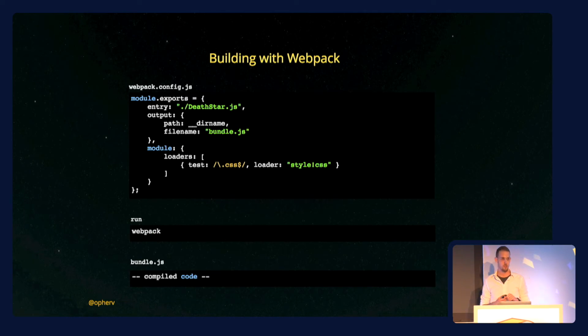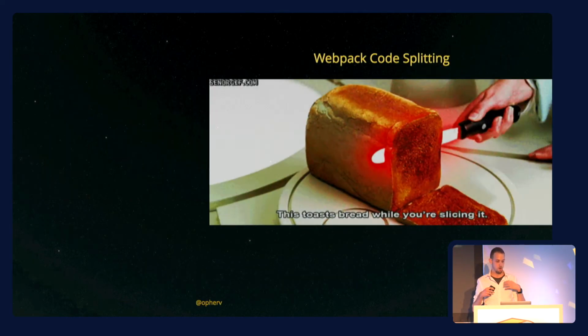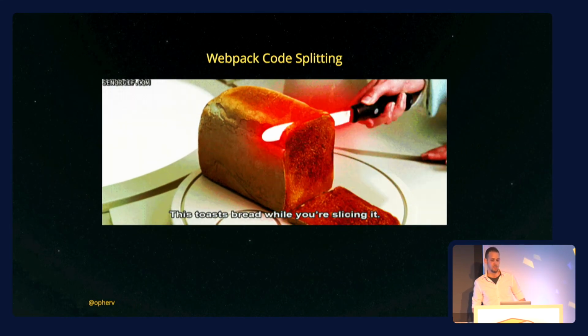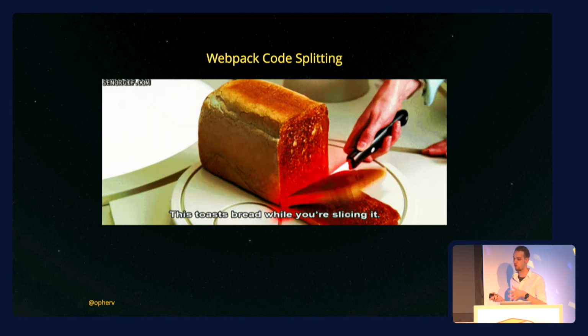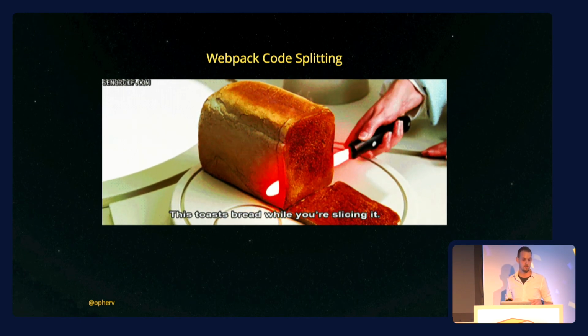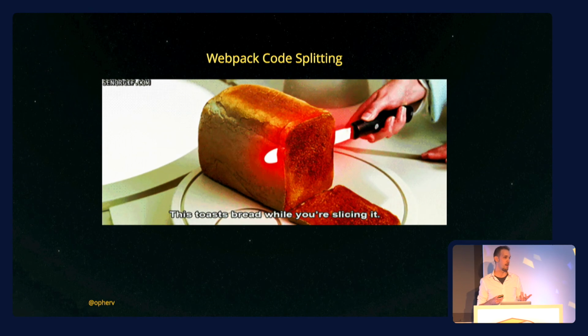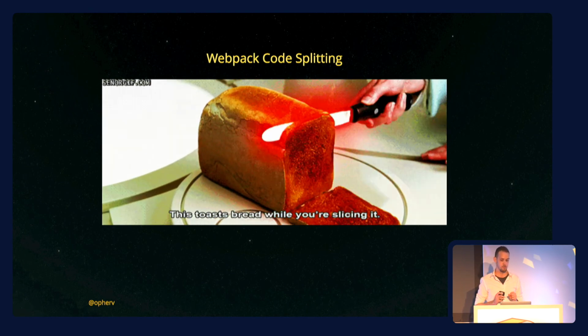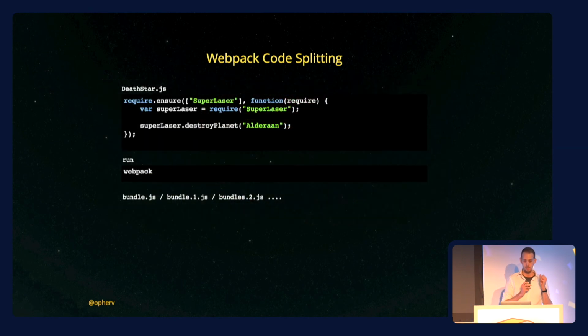Here's a cool feature of Webpack. Webpack code splitting. Code splitting comes to solve the problems of manual bundle management. The same problem that we saw earlier when you have to define these bundles yourself. So how does that work? Let's say you have your dev-start.js, and you know the dev-start has a dependency for the superlaser, but you don't need it right now. You don't need to destroy Alderaan just as the page loads. You can just wait a bit with that.